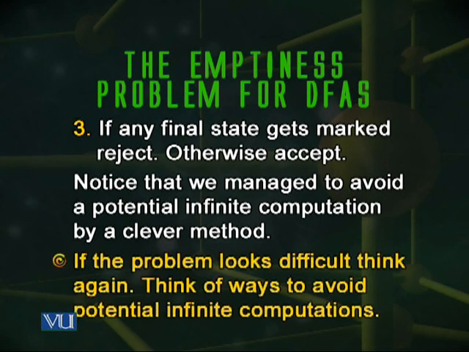So this tells us that if a problem looks difficult, we must think again. We must think of ways to avoid potential infinite computations. That's really what is at the heart of decidability: designing algorithms which don't compute forever. In fact, something that computes forever is not even an algorithm, it's not a decider. But for problems which look as though a naive approach will require an infinite amount of computation, we can come up with clever ways to avoid those potential infinite computations.